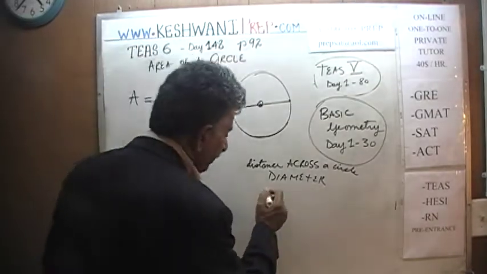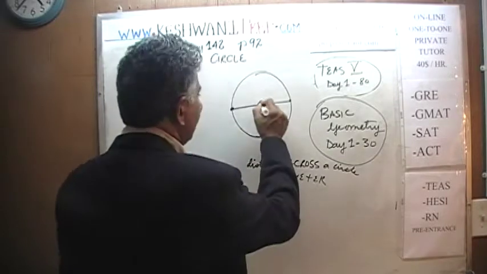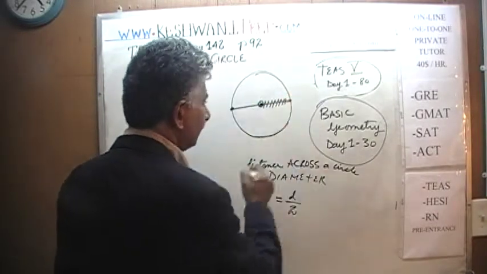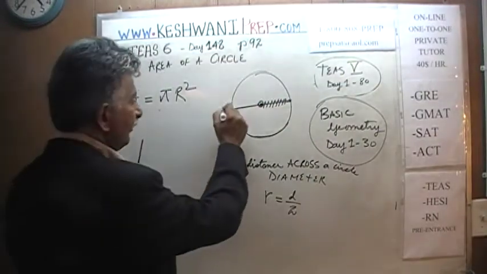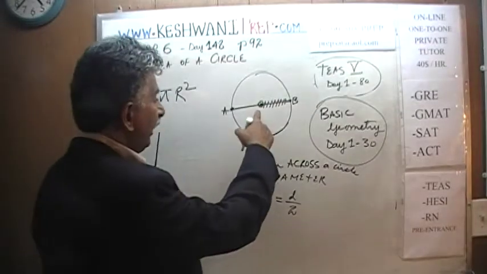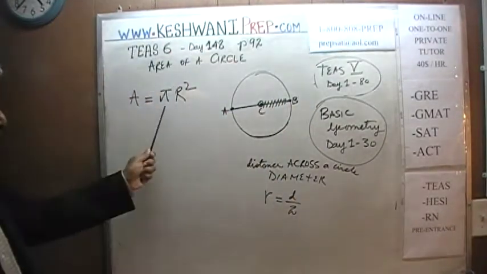So if you know the diameter, then the radius is simply half of the diameter, because the radius is the distance from the center of the circle to the outermost edge. So if you tell me the distance from A to B, I can divide that by 2, take half of that, and I will know the distance from the center to the outermost edge. Pi r squared.